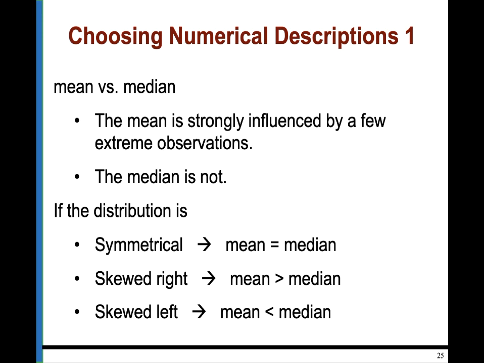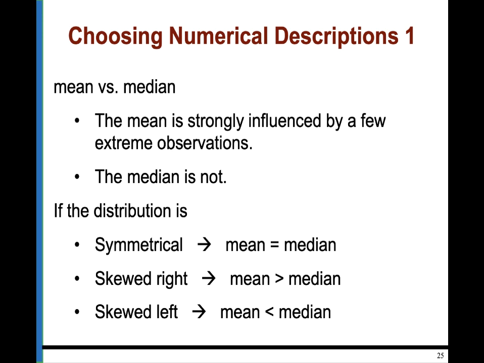Now, another thing to recognize is that the mean is going to be strongly influenced by a few extreme observations. Since you have to add every value in the observation in order to calculate the mean, every value is going to contribute to that number. And so if you have a really large or a really small number, that's going to impact your calculation for the mean. Now the median, because it really is just that center number and it doesn't matter what the values are to the left and to the right, is not influenced by extreme observations.